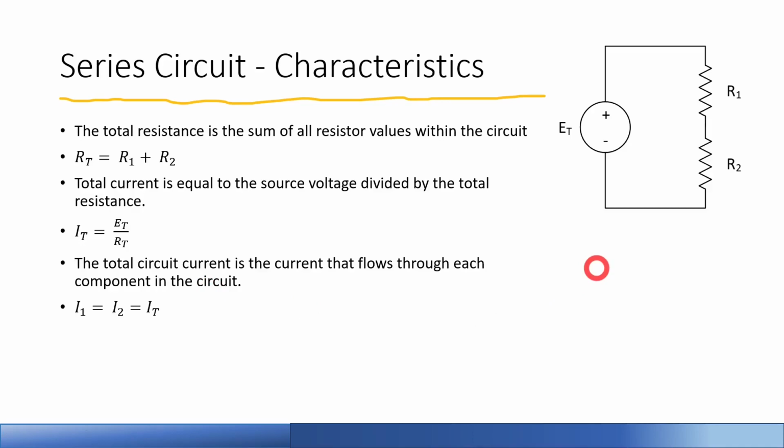really is no formula for that. They're all equal to each other. So the current through 1, current through 2, and the total current are all equal to one another. Okay, and I'm using this to show conventional current flow going from the positive of the battery to the negative of the battery.